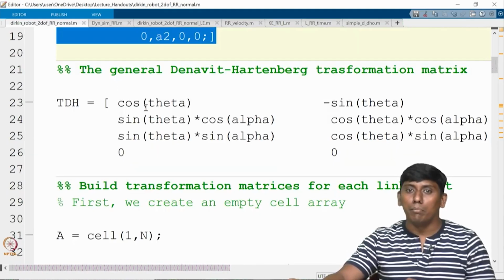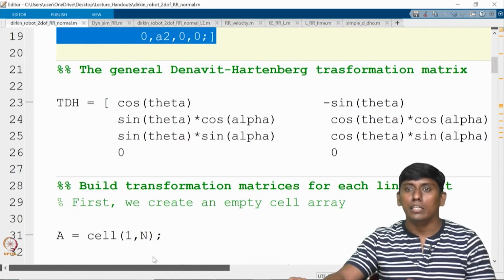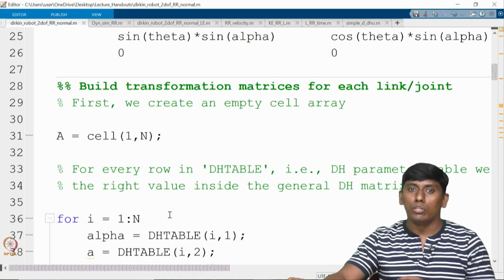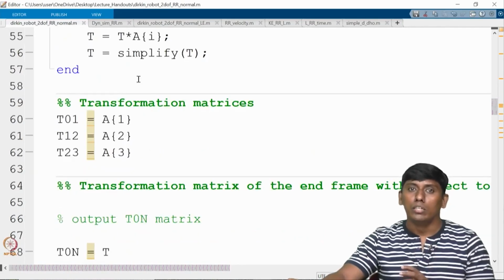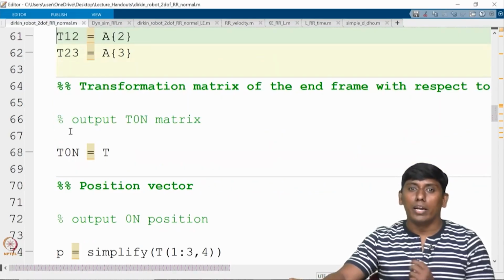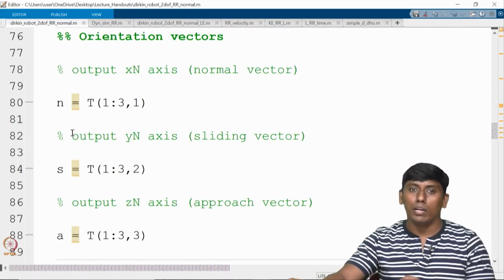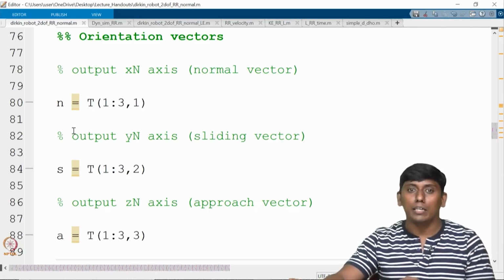Then you know the arm matrix. I hope the arm matrix is in non-standard form, which we derived in the beginning of the DH representation. Then as usual, you have derived and obtained the transformation matrix. Once you obtain the transformation matrix, we tried to see the kinematic model. This is what we have seen in the direct kinematic method or direct kinematic code.